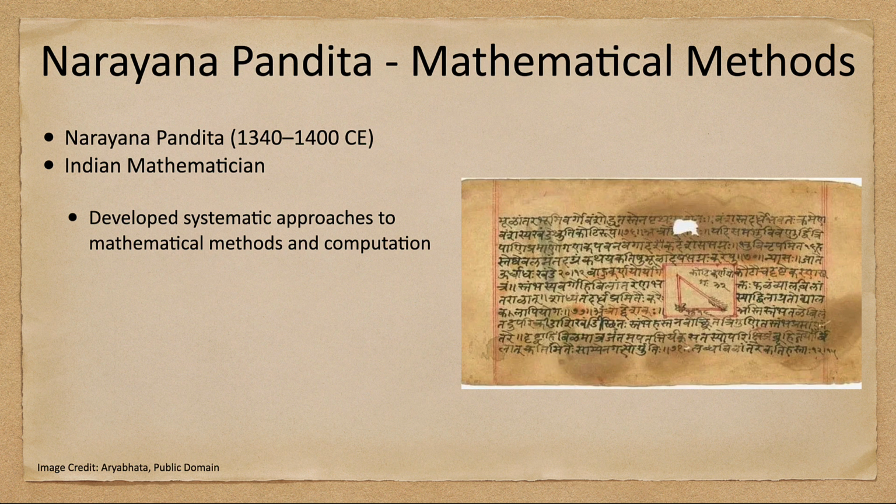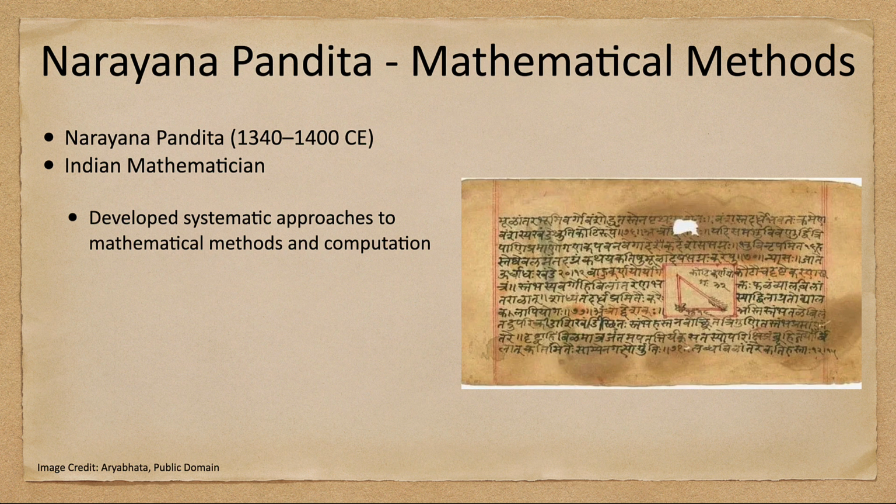Astronomy depended on reliable numerical methods. Without systematic computation, predicting celestial motion with precision would have been extremely difficult.